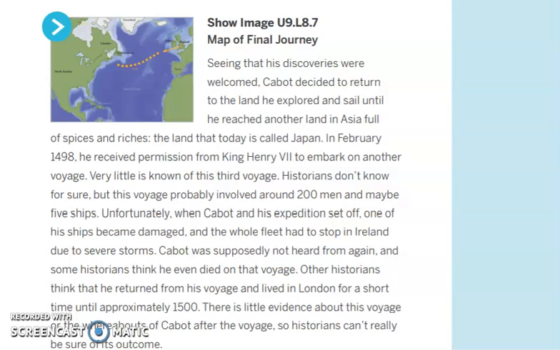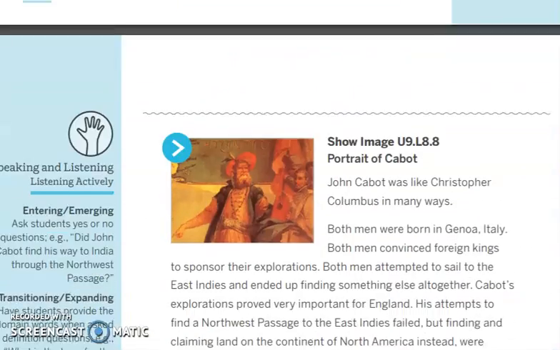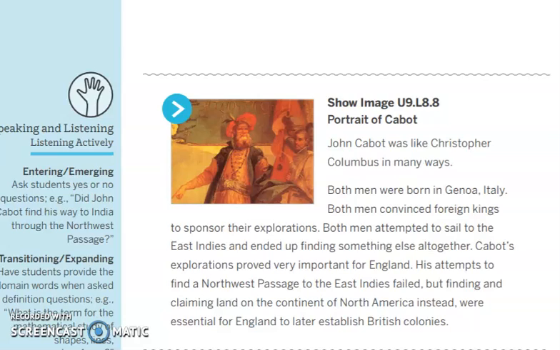Other historians think that he returned from his voyage and lived in London for a short time until approximately 1500. There is little evidence about this voyage or the whereabouts of Cabot after the voyage, so historians can't really be sure of its outcome. John Cabot was like Christopher Columbus in many ways.